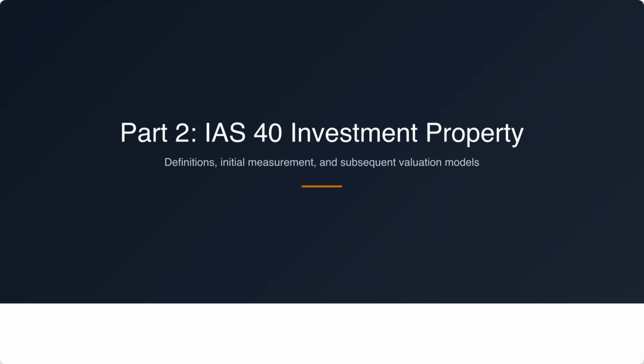Now, let's transition to Part 2 of Chapter 6, which covers IAS 40, Investment Property. Property accounting can get confusing because land and buildings can be used in many different ways. IAS 40 gives us precise guidance on how to identify and account for properties held specifically for financial return rather than operational use.